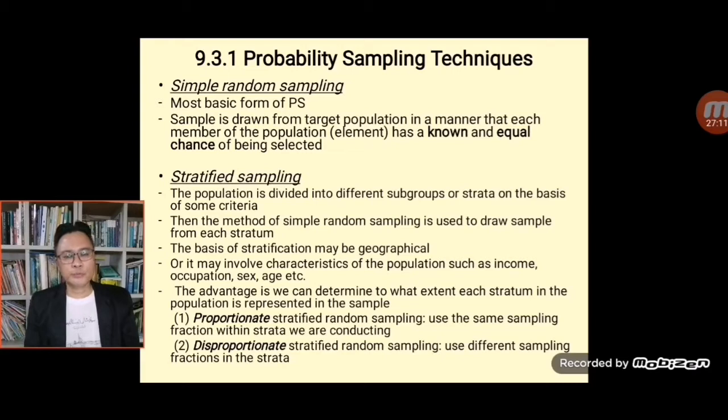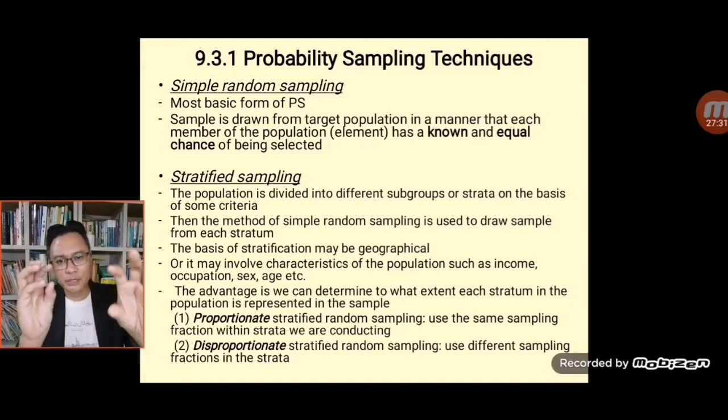Okey, satu proportionate, satu lagi disproportionate. Proportionate dia ikut, contoh, I need 20% of group A, 20% from group B, 20% from group C, D, E, F, G, H, I, J. Alright. Kalau disproportionate, dia tak ada kira tu 20%. Main ambil sajalah berapa orang yang ada, nak cukupkan numbers. Macam tu.